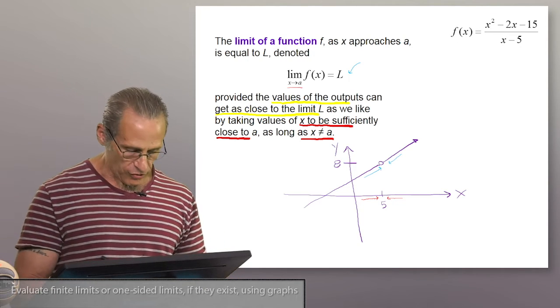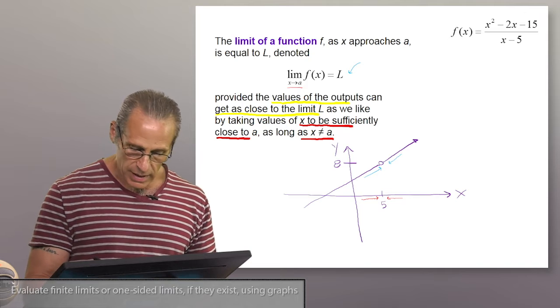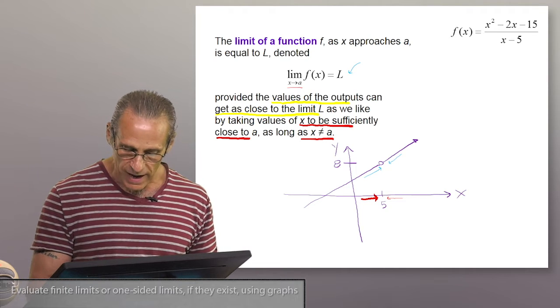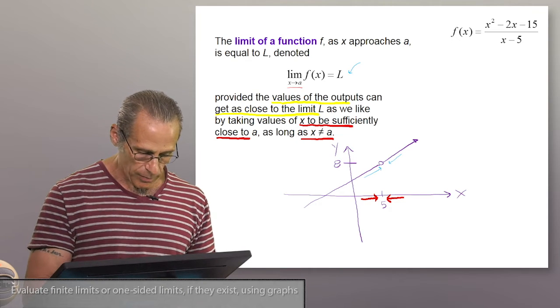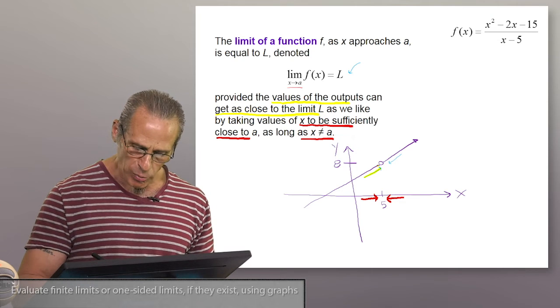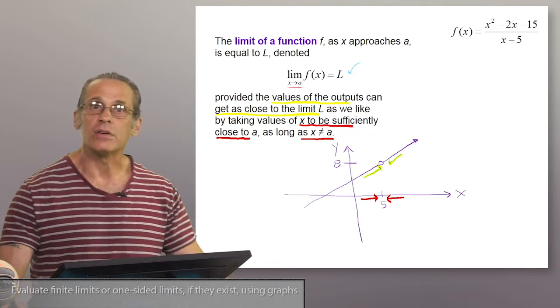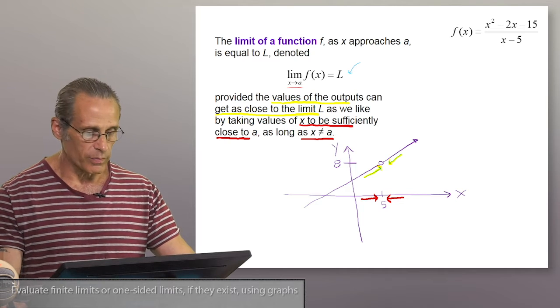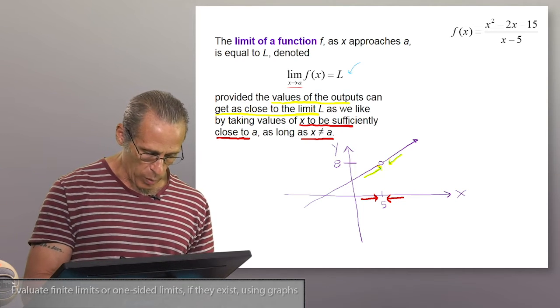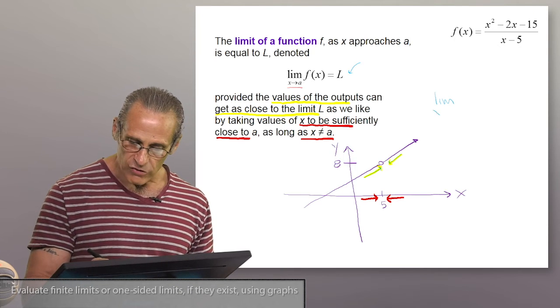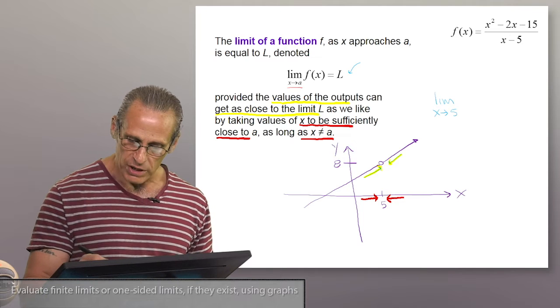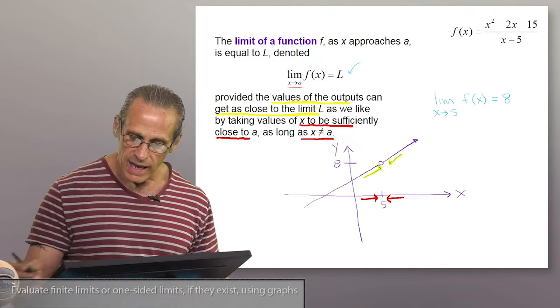So if you and I trace the graph just for a sec, and I take a look at getting close to 5 from the left and then getting close to 5 from the right, notice what happens. I'm going to go ahead and mark here. These outputs are getting very close to 8 when I approach from both sides. So how would we write this? Well, the way we would write it is we would say the limit as x approaches 5, because that's the input, of my function is equal to 8.